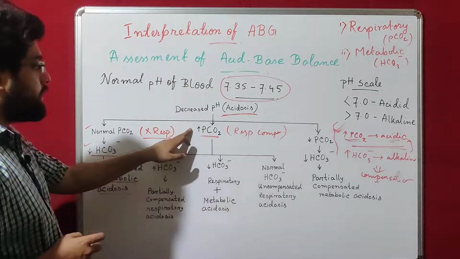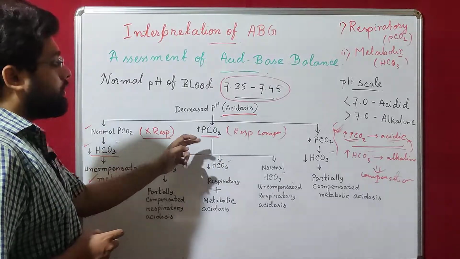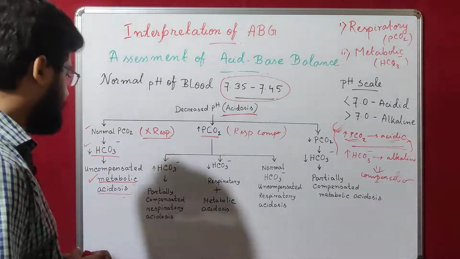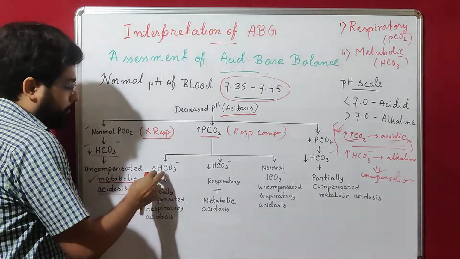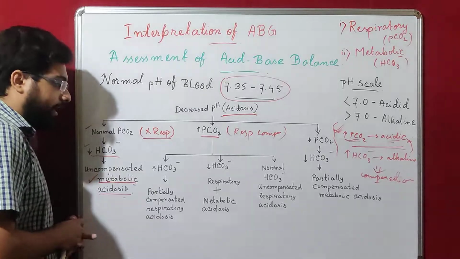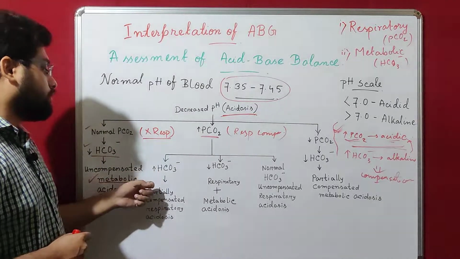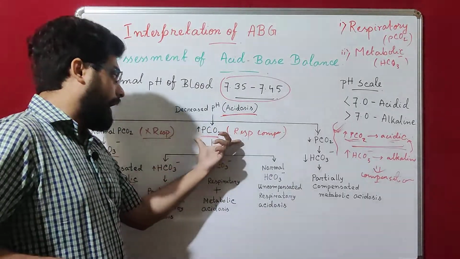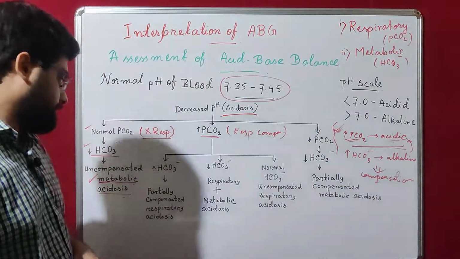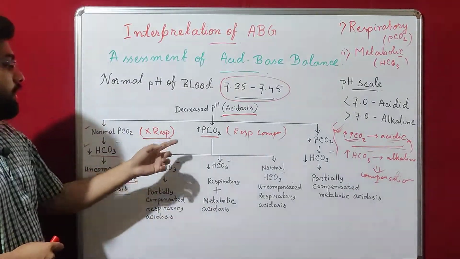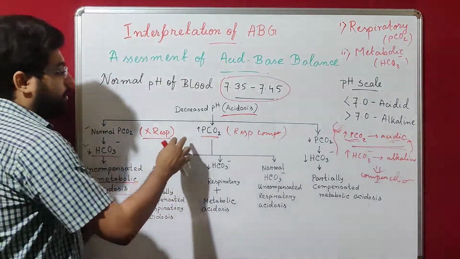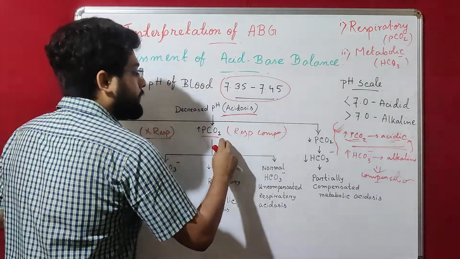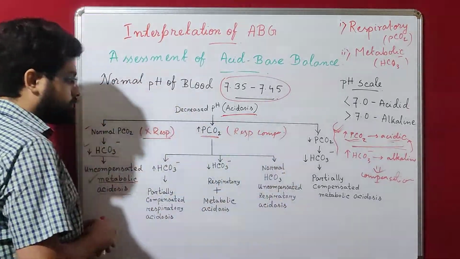So here you can see again increased PCO2, that means there is a respiratory component of acidosis already present, and bicarbonate is increased, that means the body is trying to compensate that abnormal scenario of acidosis. But is the body able to completely compensate the acidosis?